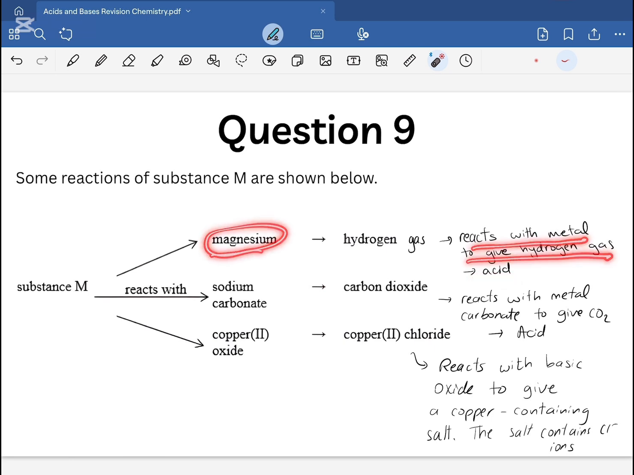The metal is magnesium. An acid will react with sodium carbonate, and carbonate is CO3 2 minus. And when an acid reacts with a metal carbonate, it's going to give carbon dioxide gas. So now we know that it's an acid.